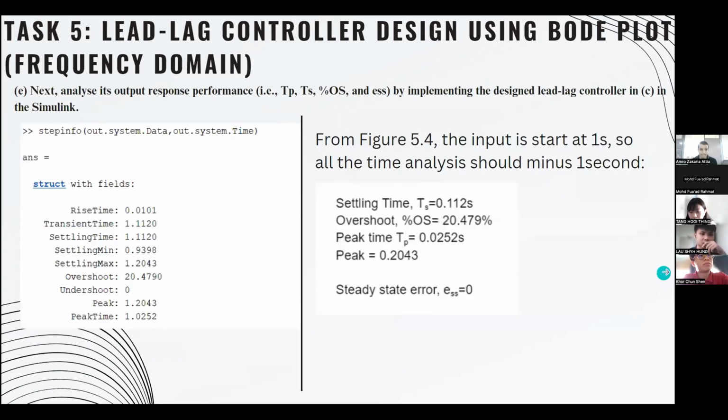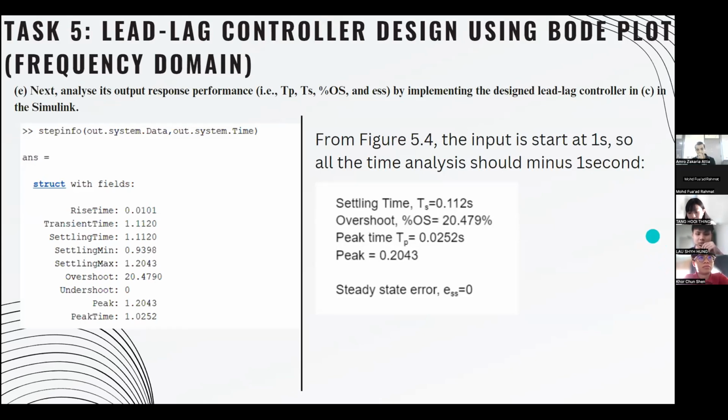And here is the result that I get from MATLAB when I use the command step info out.system.data and out.system.time. And here's the data that we would like to get from the system. The transient time is 1.11. Actually, it's not 1.11, it should be 0.11, because the signal gets into the system at t equal to 1, so we have to minus 1 if we would like to get the data relating to the time.